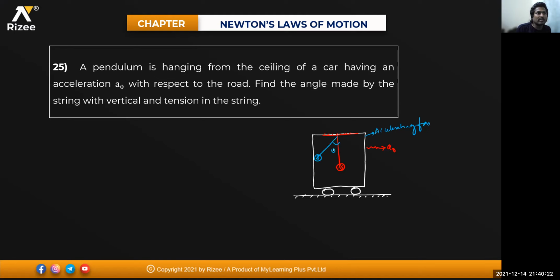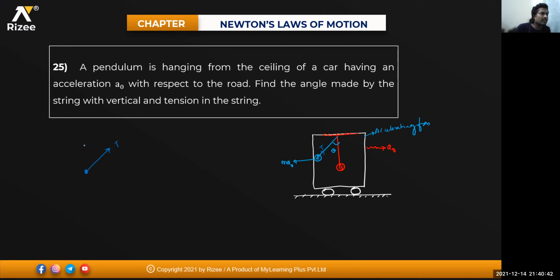And it is making an angle theta. So the pseudo force acting on this body is m into a0 in this direction. Okay, so the tension in the string is in this direction. We're making the FBD right now here. So there is one force here right now.